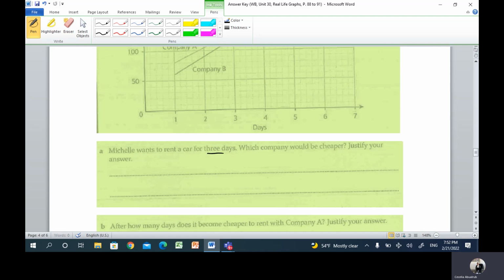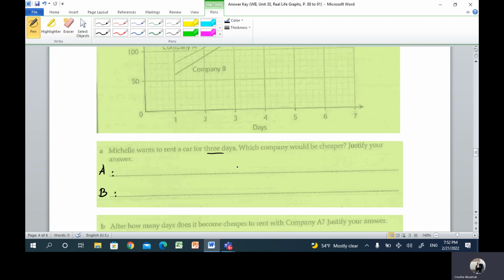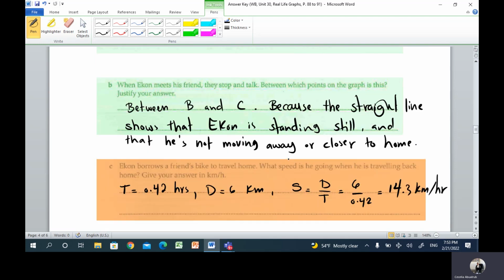So for 3 days, if we say here company A and then company B. Company A, if we go up there once again, it's 80 for the first day. So the cost is 80 for the first day plus 2, because they're renting it for 3 days, times 25 for each day after the first day.